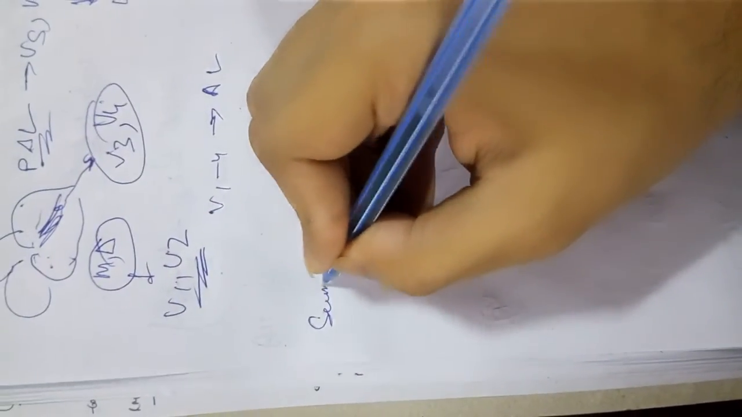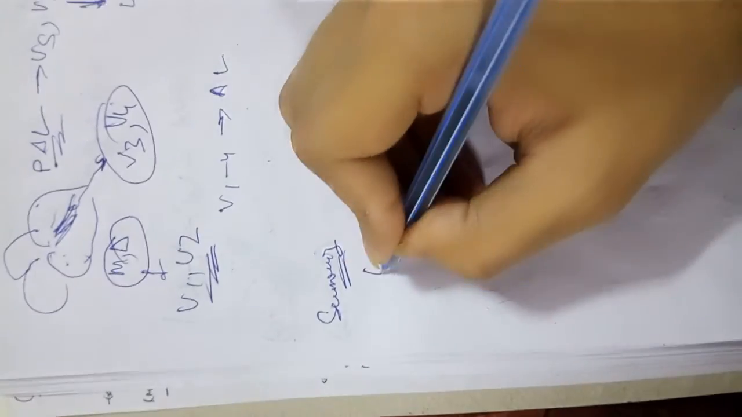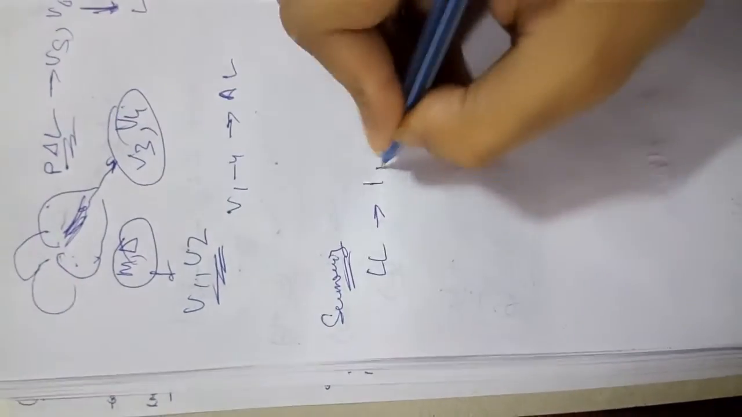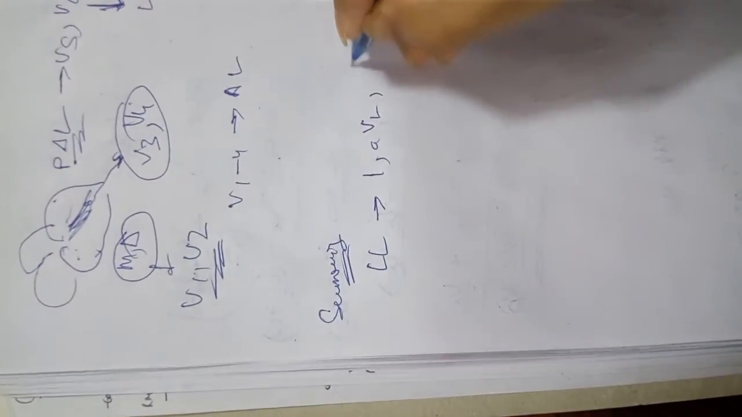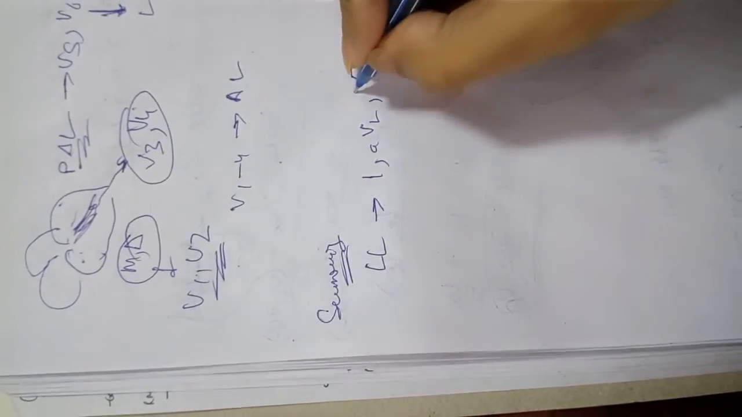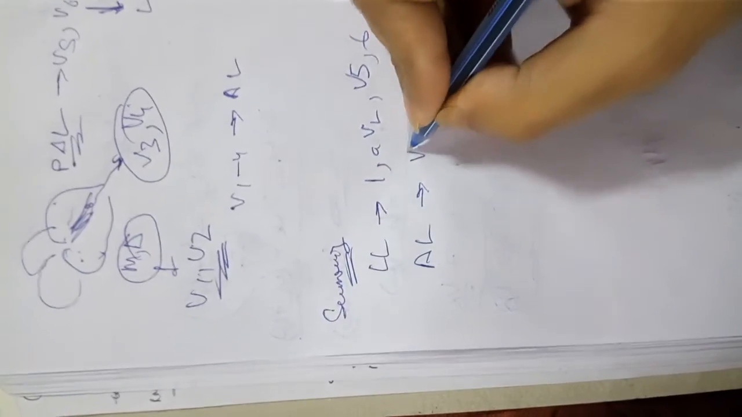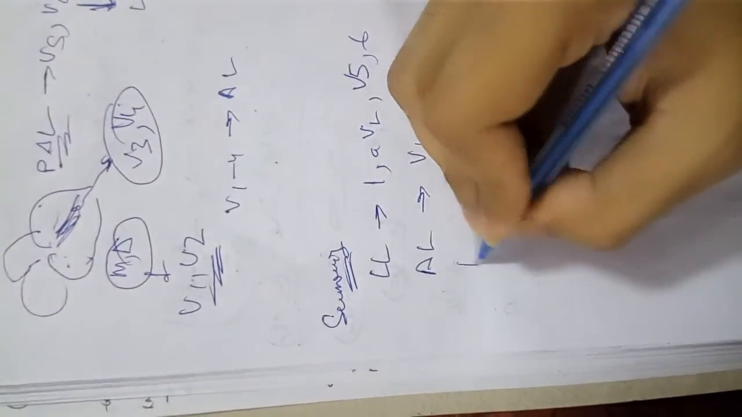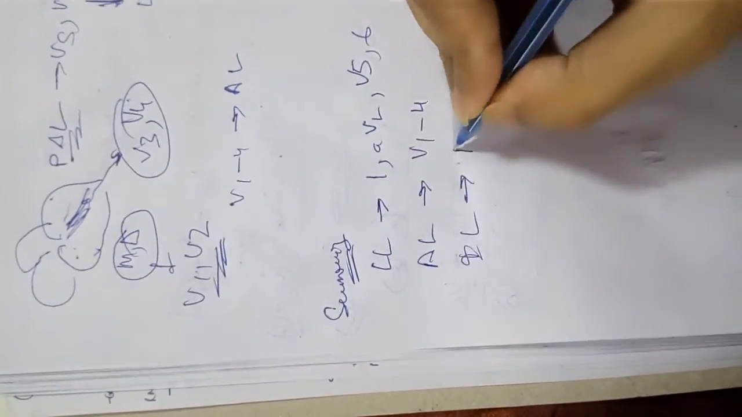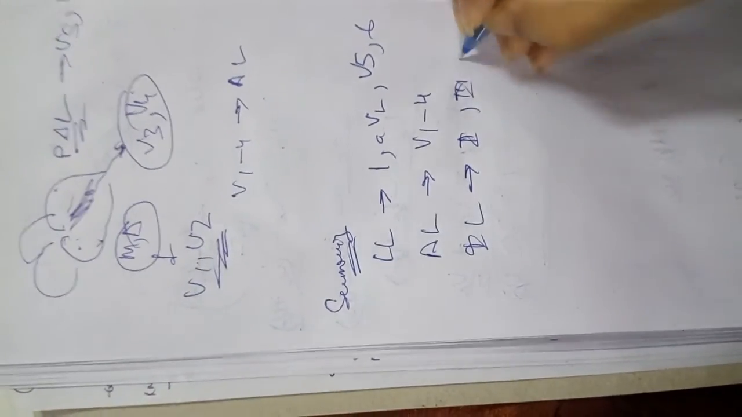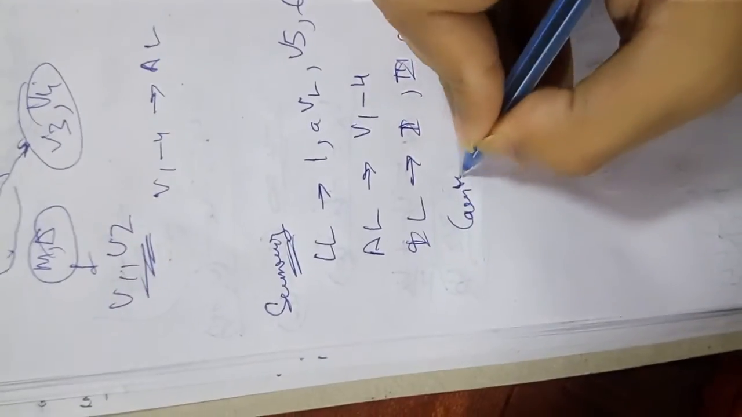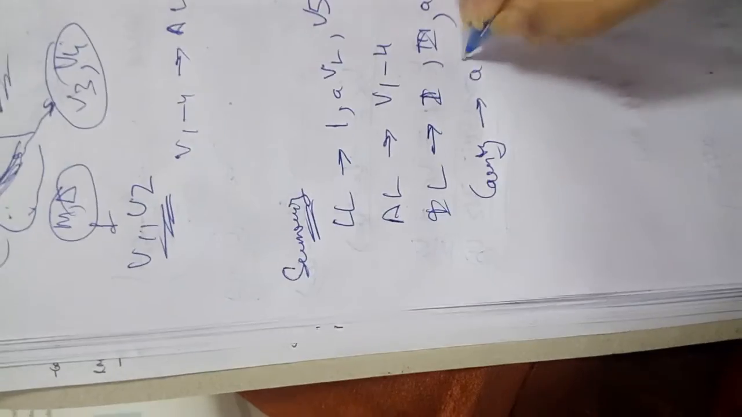So to summarize, left lateral leads we have 1, AVL, V5 and V6. Anterior leads we have V1 to V4. Inferior leads we have 2, 3 and AVF. Cavity leads we have only one, that is AVR.